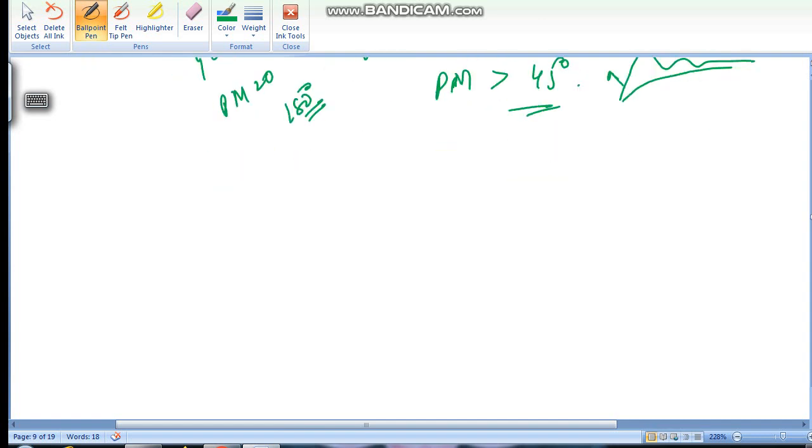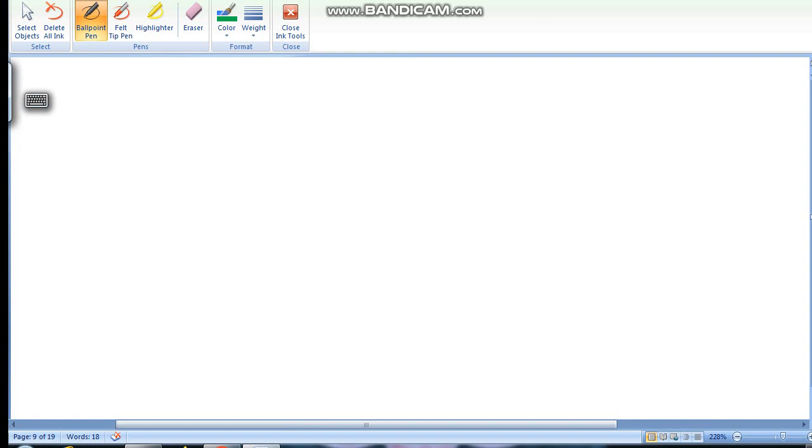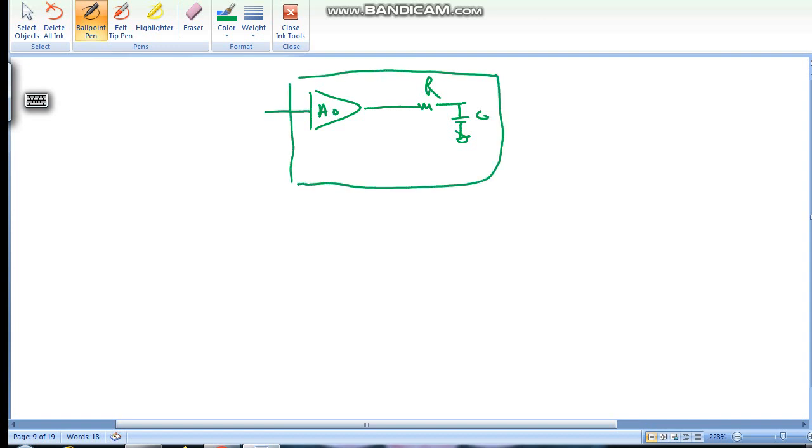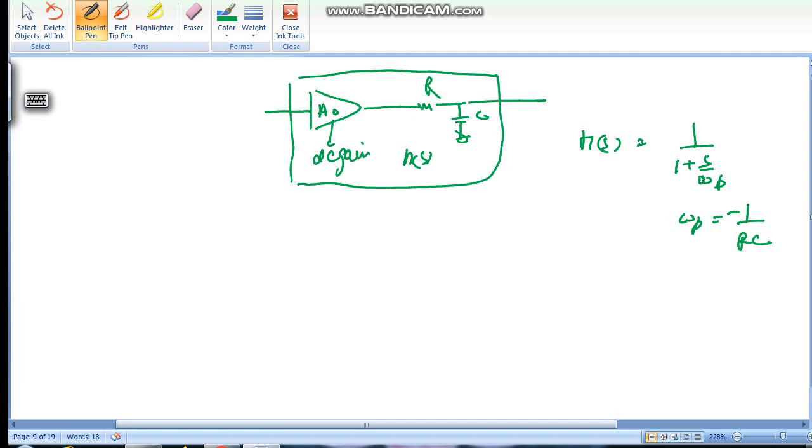Okay, let's understand the single pole system, its Bode plot, and gain bandwidth product. Say this is our single pole system. This is an RC, and say this is some DC gain. So this is our system, say H(s). H(s) is given by A naught upon 1 plus s by omega p. Omega p is the pole frequency, which is minus 1 by RC, and A naught is the DC gain of this system. This is input, this is output.